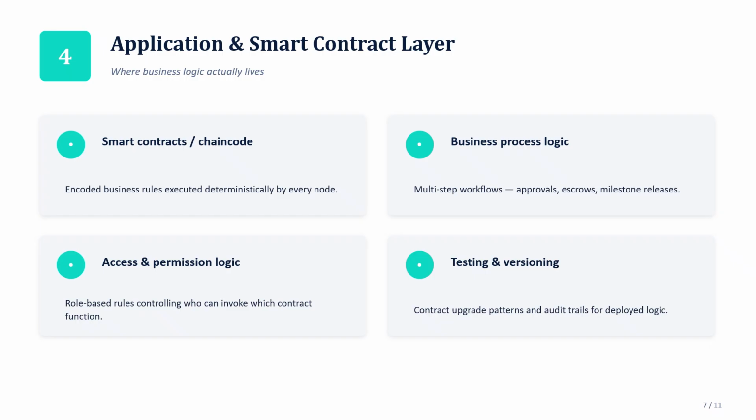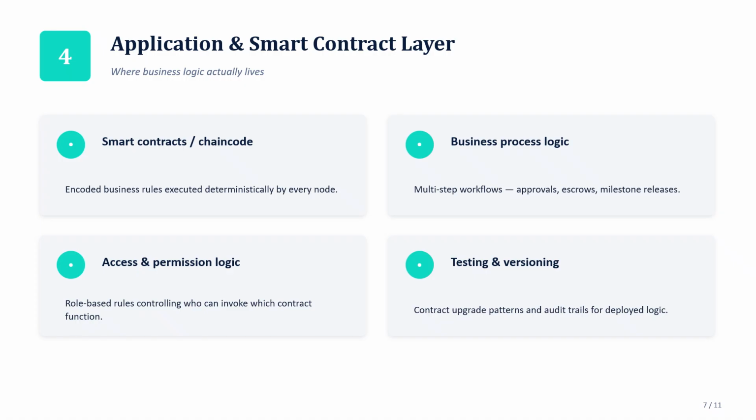Next, we are going to look at layer 4, application and smart contracts. This is where the actual business logic lives. There will be chaincode and smart contracts, used to encode the rules. Then multi-step workflows, used for approvals, escrows, and milestone releases.